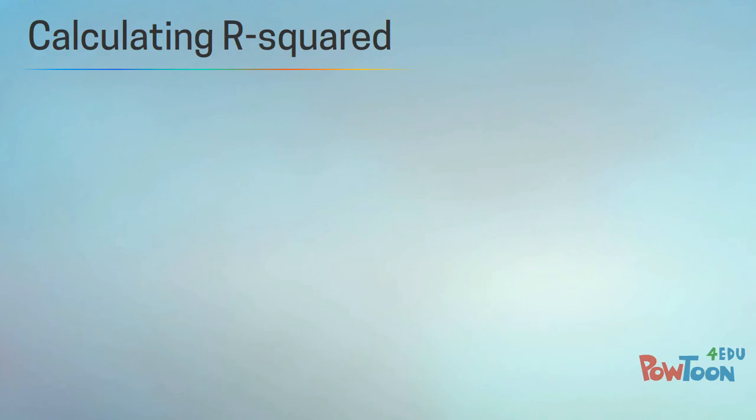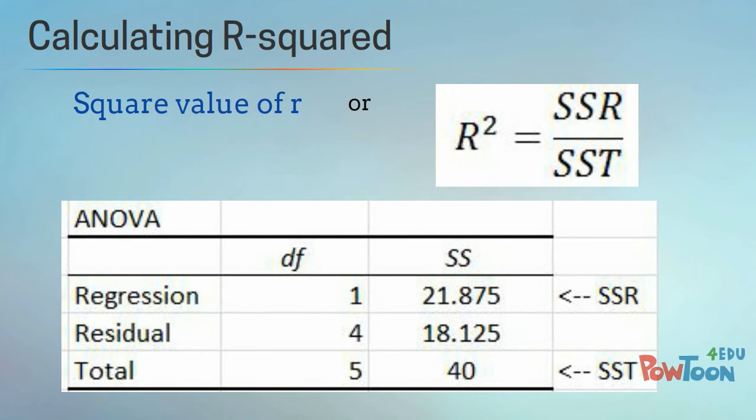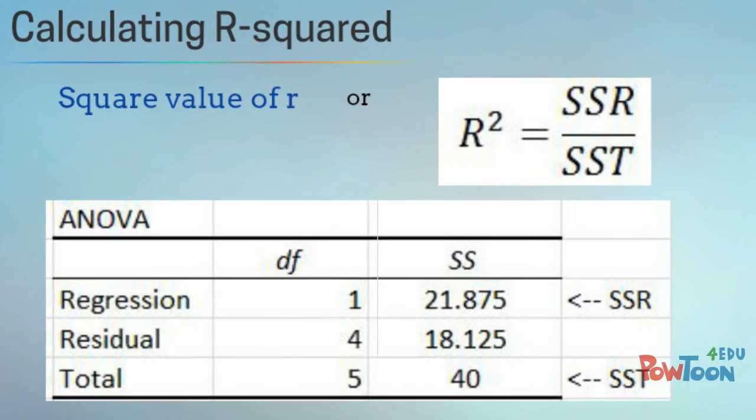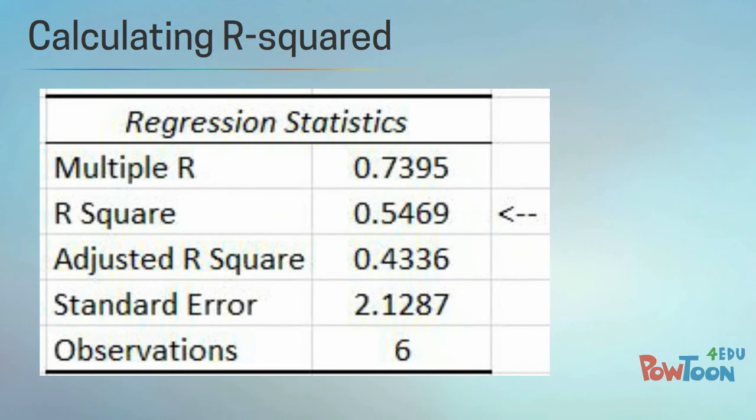R squared can be calculated by squaring the value of r, or by calculating the ratio of the sum of squares regression, SSR, divided by the sum of squares total, SST, which are both shown in the ANOVA table of the regression output. However, the value of r squared is shown in any regression output and is usually read directly. For example, in Excel, we see r squared shown in the summary statistics. For this sample data, r squared equals 0.5469.